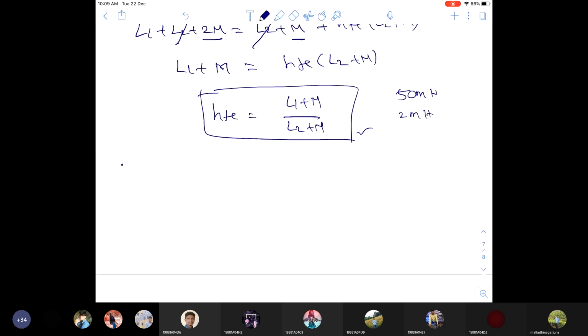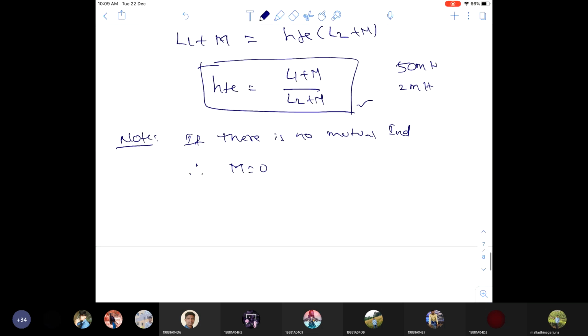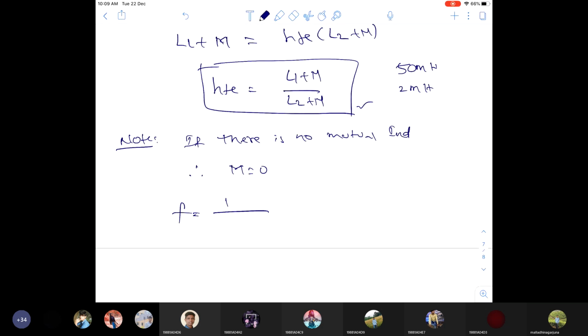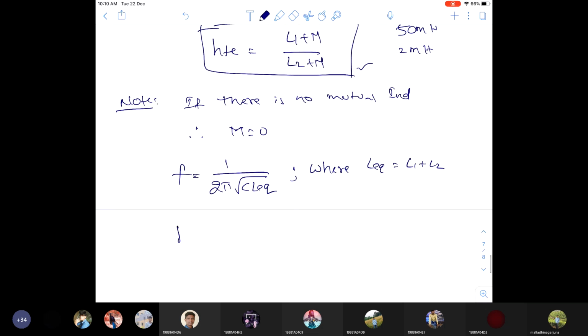For example, note, if there is no mutual inductance, that is M is equal to 0, then the equations are: F is equal to 1 by 2 pi root C into L equivalent, where L equivalent is equal to L1 plus L2 only. Why? Because M is equal to 0, that 2M becomes 0. And similarly HFE equal to L1 by L2.